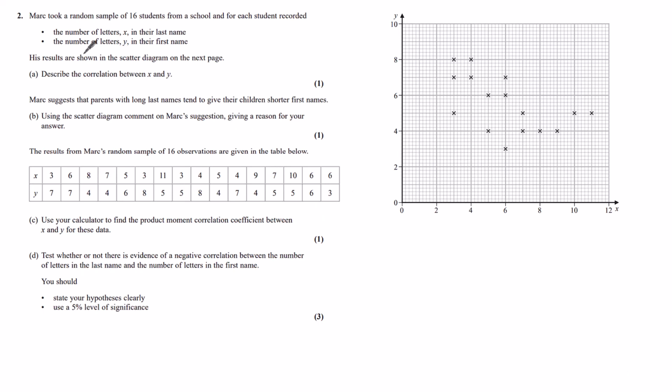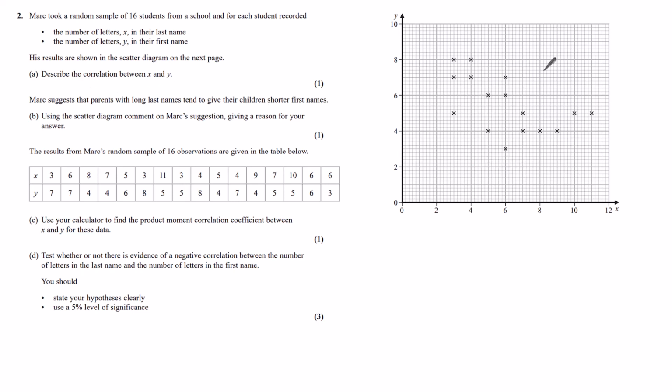Question 2. Mark took a random sample of 16 students from a school and for each student recorded the number of letters X in their last name and the number of letters Y in their first name. His results are shown in the scatter diagram, which I have here. Part A, describe the correlation between X and Y.